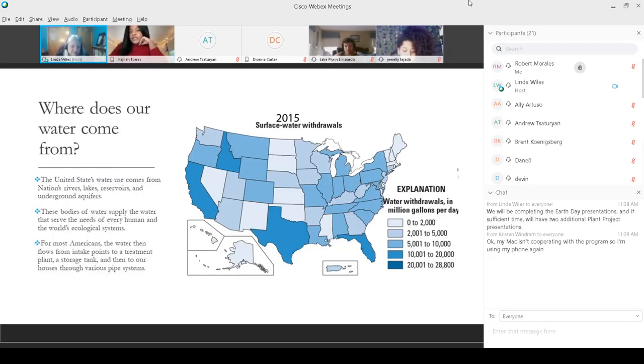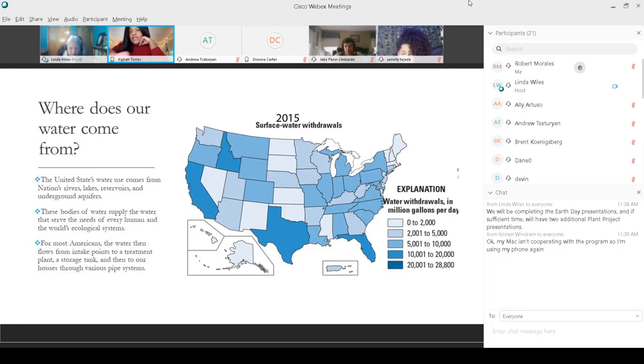Go ahead. Okay, so where does our water come from? The United States water use comes from the nation's rivers, lakes, reserves, and underground aquifers. These bodies of water supply the water that serves the needs of every human and the world's ecological systems. For most Americans, the water then flows from intake points to a treatment plant, a storage tank, and then to our houses through various pipe systems.